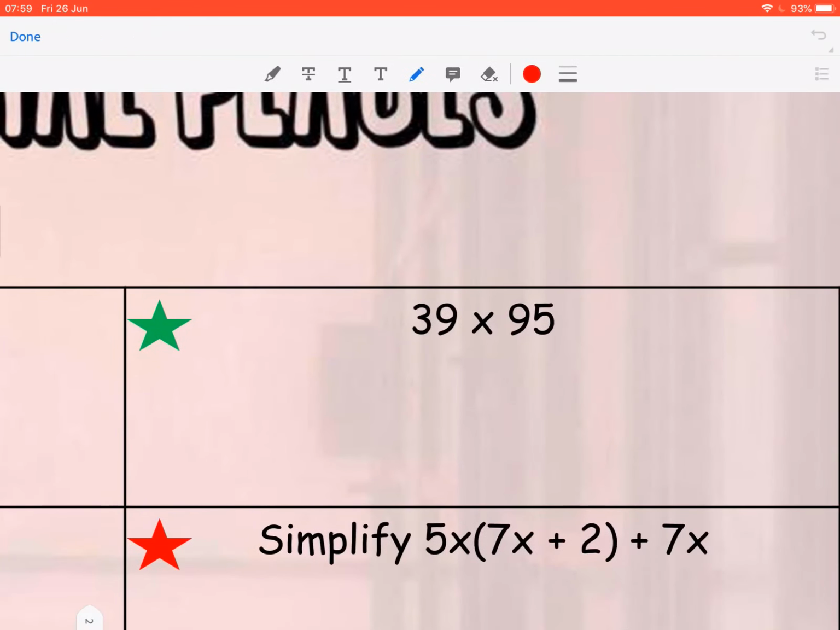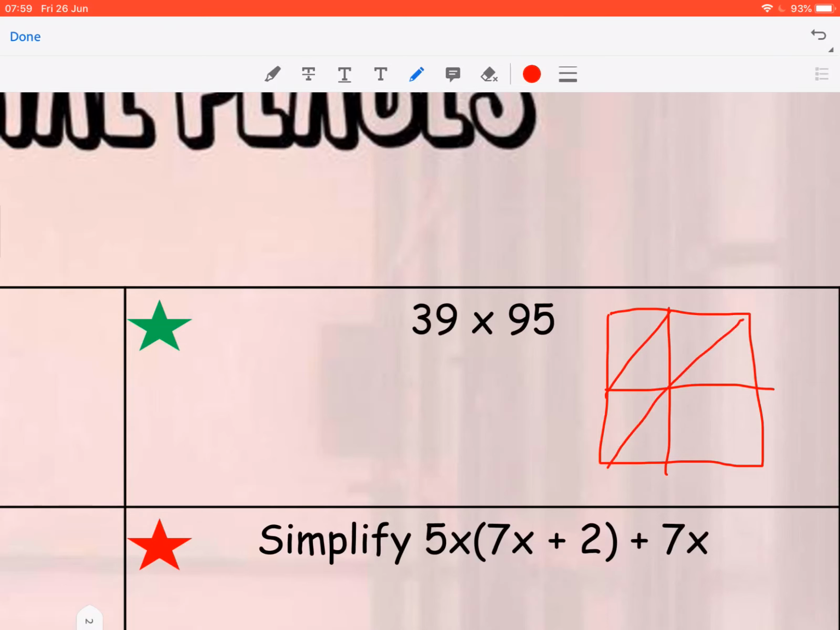Okay, this is super straightforward, so you should get this absolutely nailed. What we've got is a grid. I like to use the Chinese method, but use whatever way you want to use. Just make sure you've got a way you're getting it right. If you've got a way that only gets it right some of the time, maybe it's worth trying a new way. 3 times 9 is 27.